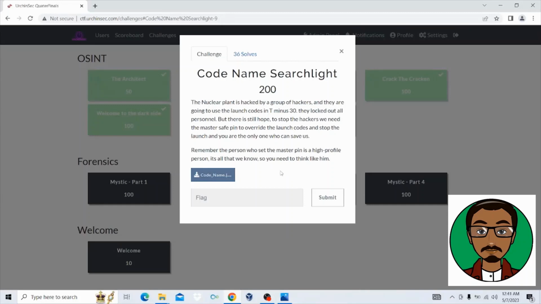Okay, so basically we need to find a pin. Once we get a pin, we're going to insert the pin somewhere. We don't know where that is, but I'm assuming we're going to find out. And then it's going to override the launch of the nuclear weapons, so that we can have control of the nuclear plant back again, because as the question states, the plant is hacked. So let's just dive in and download the image and see what it is.